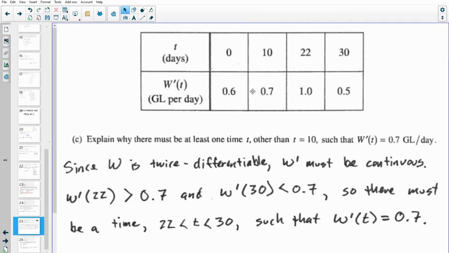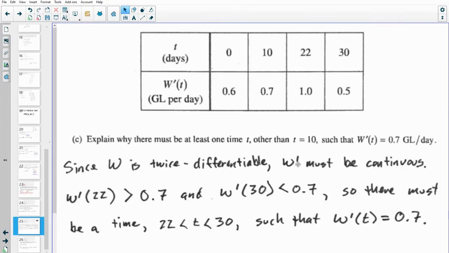And what they're looking for, this is an intermediate value theorem problem. If you want to state the intermediate value theorem, you can certainly do that, or if you want to use that as part of your justification, you wouldn't need to as long as you've got everything that's required for the intermediate value theorem.